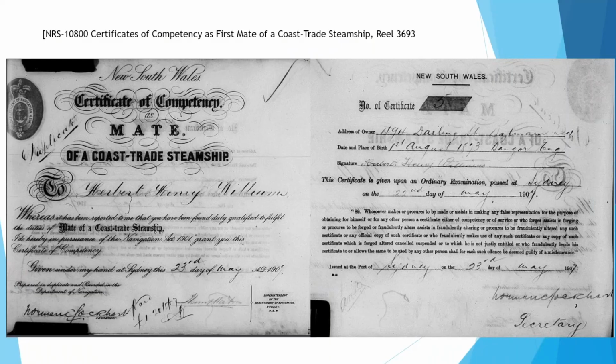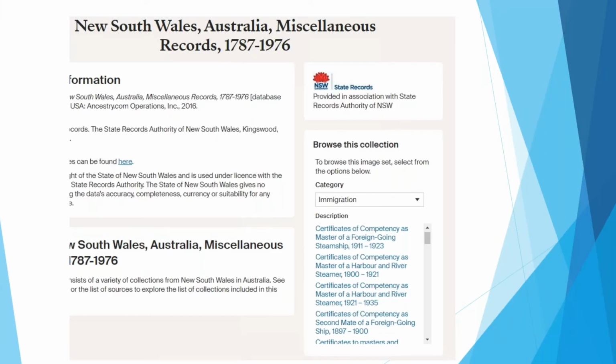What does the certificate of competency look like? Well, this is one for a mate of a coast trade steamship. This is Herbert Henry Williams, and this is in 1907. So we get his name, the certificate number, and it's number 5. We also get his address. So in 1907, Herbert Henry Williams is living in Darling Street, Balmain. We also get date and place of birth and his wonderful signature just there. Now, these are on microfilm in our reading room, but they have also been indexed and digitised on Ancestry.